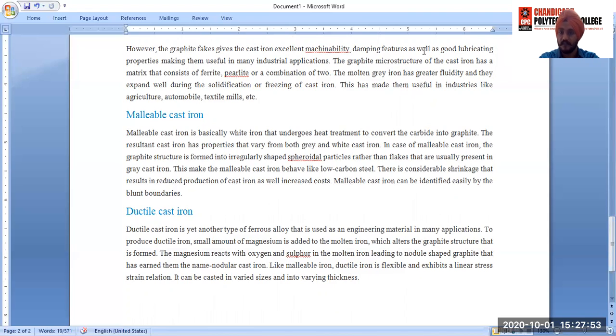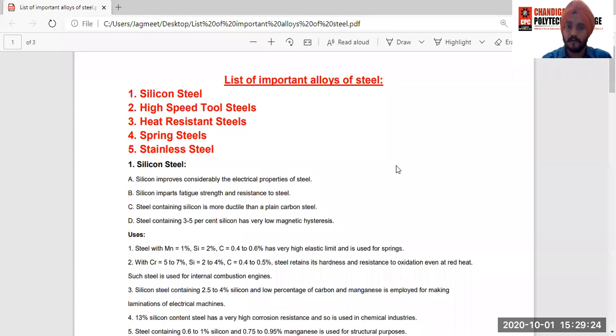Next, we will discuss steel, the different types of steel. Next is the list of important alloys of steel. The different alloying elements of steel improve their properties. We will discuss it. First is silicon steel. Second is high speed tool steels, heat resistant steel, spring steel, stainless steel. We will discuss their different properties and their uses on the basis of the proportion of their elements.